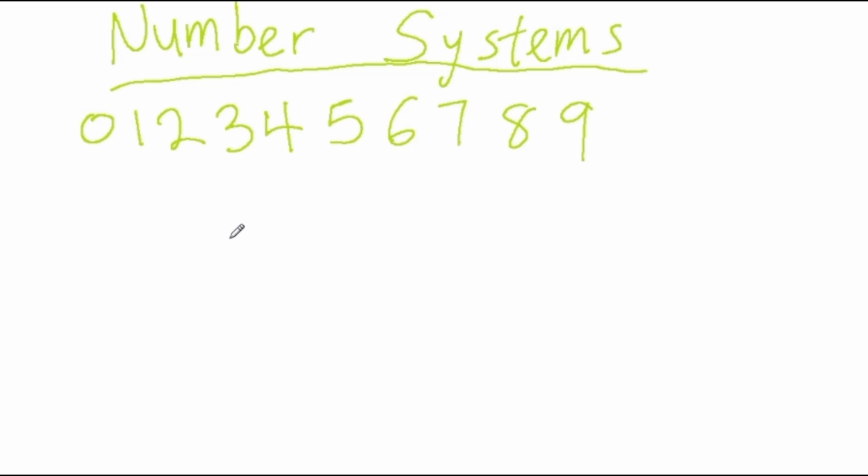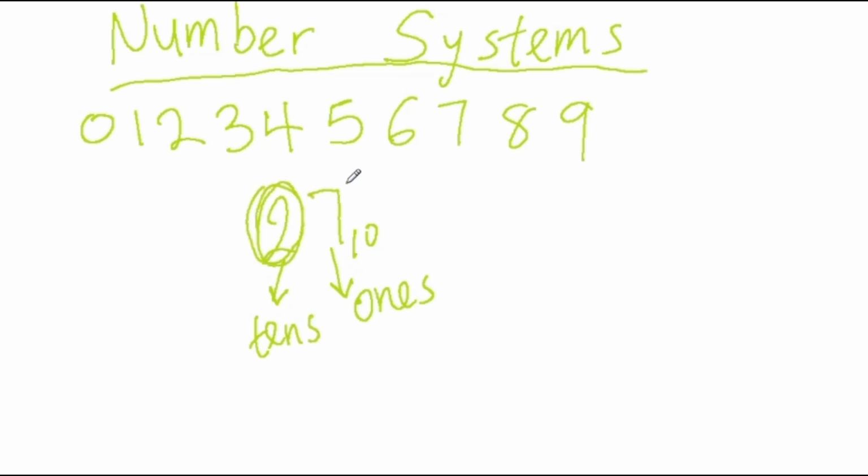For example, let's look at the decimal number 27. So this number 27, it's in base 10. I'm going to put the subscript here to show that. So this is the ones digit, and this is the tens digit. And each of these digits is represented by the digits that are found in the decimal number system, or base 10.